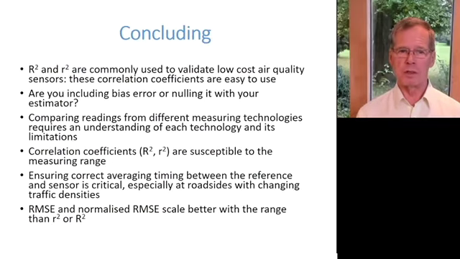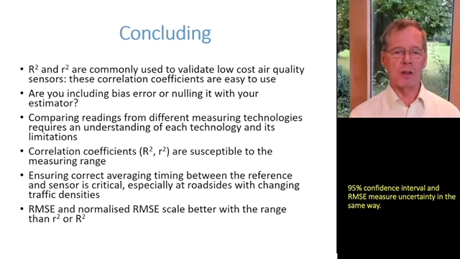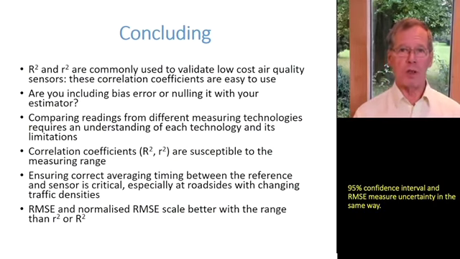In conclusion, R-squared is easy to use. Are you actually nulling both the offset and the gain, or taking them as a zero offset and a unity gain when you're calculating R-squared? Next, when you're comparing different technologies, remember you often are comparing different measurements fundamentally. The R-squared is very susceptible to the range of measurement, and don't forget that you've got to be averaging over the same period as your reference system, or you're being unfair to yourself. And finally, our take-home message: RMSE is the preferred measurement over R-squared.